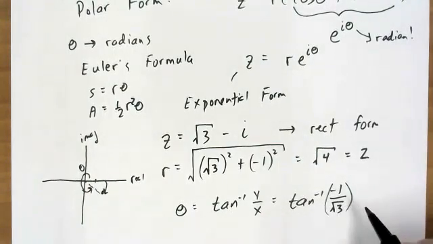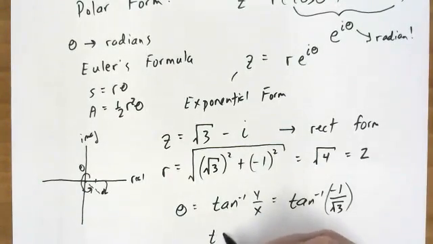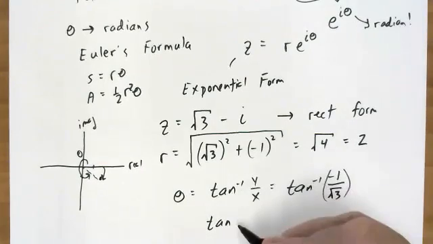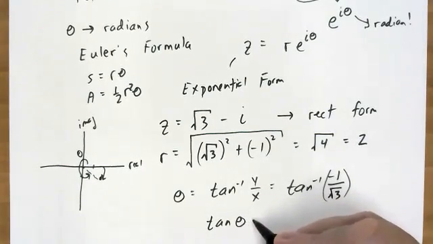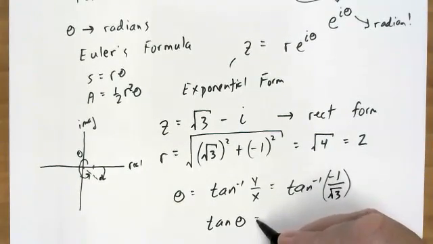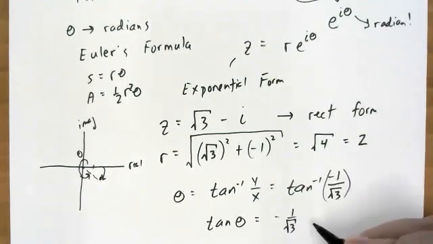When I do this kind of problem, just to get my head straight, sometimes I rewrite this because it helps me see what's going on. Instead of writing the inverse tangent, I flip it around and say the inverse tangent of -1 over square root of 3 means the same thing as the tangent of what angle equals -1 over square root of 3. And for me, this is actually a special angle.